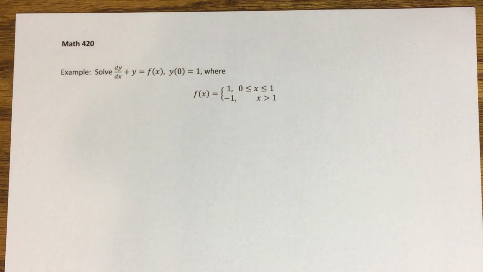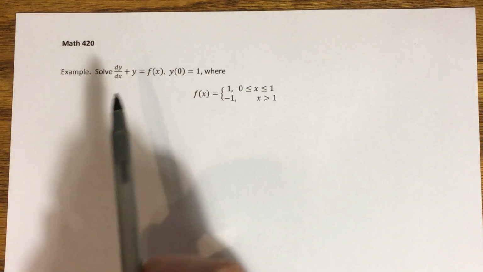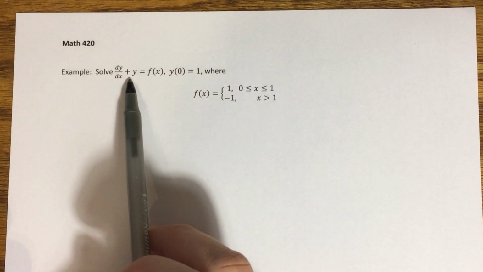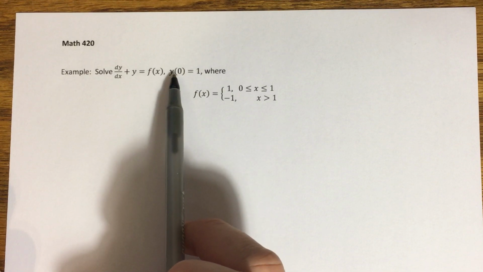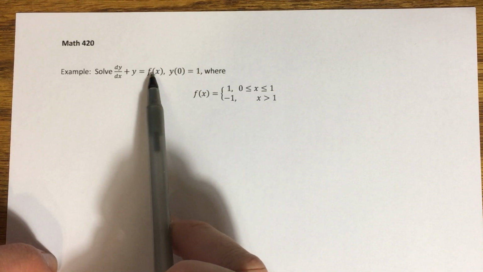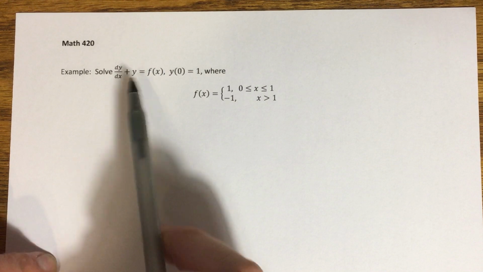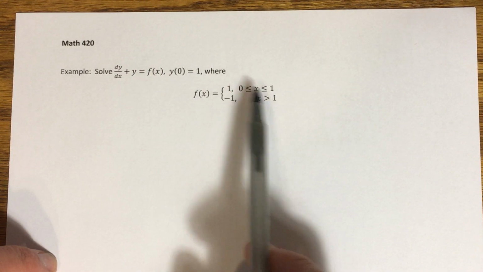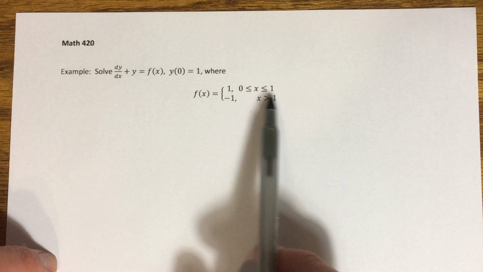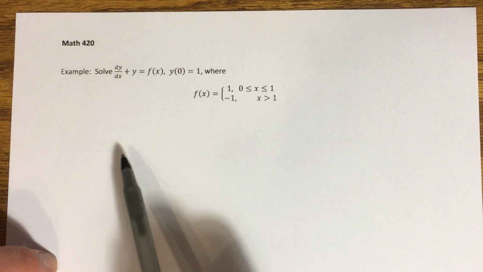All right, so continuing on with our work on linear equations, we have two more examples to discuss. The first one is the following linear equation: dy/dx plus y equals f of x. Notice this is an IVP. We have the initial condition y of 0 equals 1, and this f of x here is defined as a piecewise function. It's 1 when x is between 0 and 1 inclusive, and -1 when x is greater than 1.